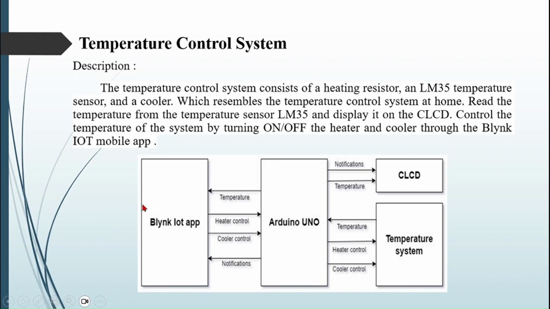Now here we have our Blynk IoT app, which includes widgets and gauges. In widgets we have buttons that control temperature, heater control, cooler control, and a notification. Arduino is used to control all these peripherals. CLCD is used for notification and temperature control.